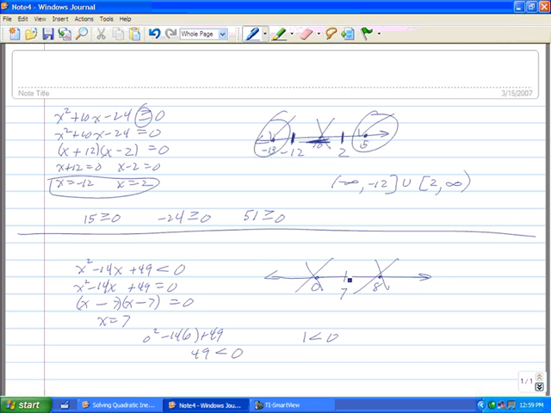Now 7 was a 0. If I had said or equal to, 7 would be my only solution. But since it doesn't say equal to, for this one I have no solution.